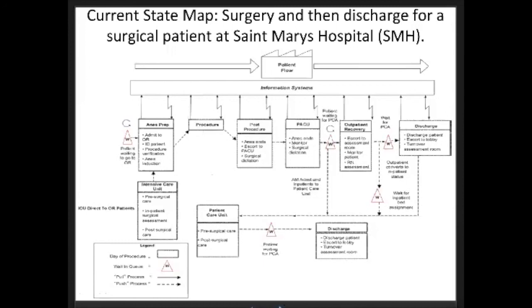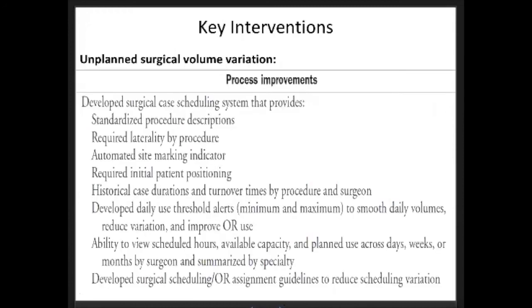Once they created these maps, they determined some key interventions for each of the things they had identified. For unplanned surgical volume variation, they had to find some interventions in the form of process improvements. So they developed a surgical case scheduling system. We talked about the master surgical scheduling in one of our previous weeks, so that's one thing they did here. They did some standardization, and that's the set of things you see emphasized in the article as to what has been done for that.